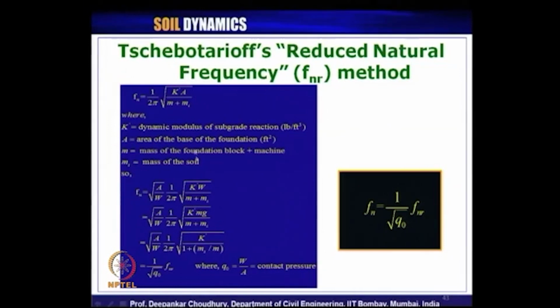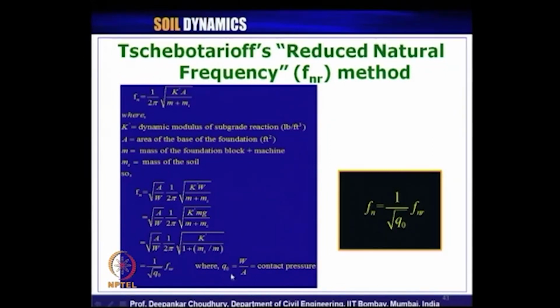f n can be rewritten in this equation: root over A by W, 1 by 2 pi, root over k dash W by m plus ms. Okay. This W gets cancelled. So, it remains the same, root over A by W, 1 by 2 pi, root over k dash m g by m plus ms. W is nothing but weight of the machine plus foundation, which is again further simplified as root over A by W into 1 by 2 pi into root over k dash by 1 plus ms by m.